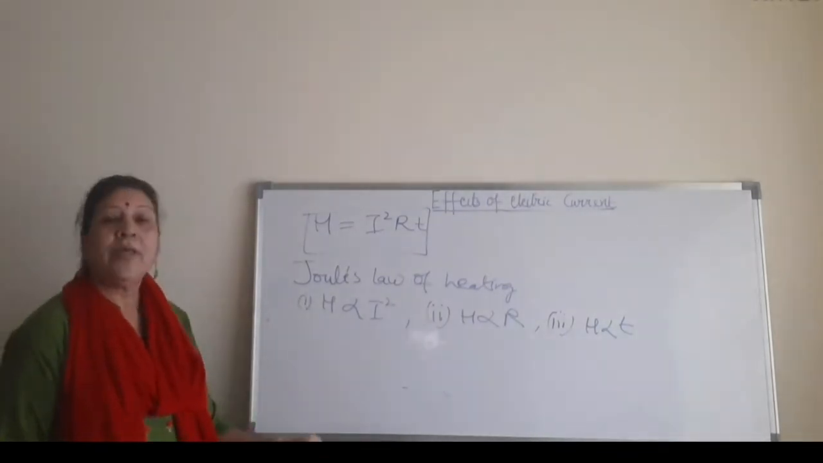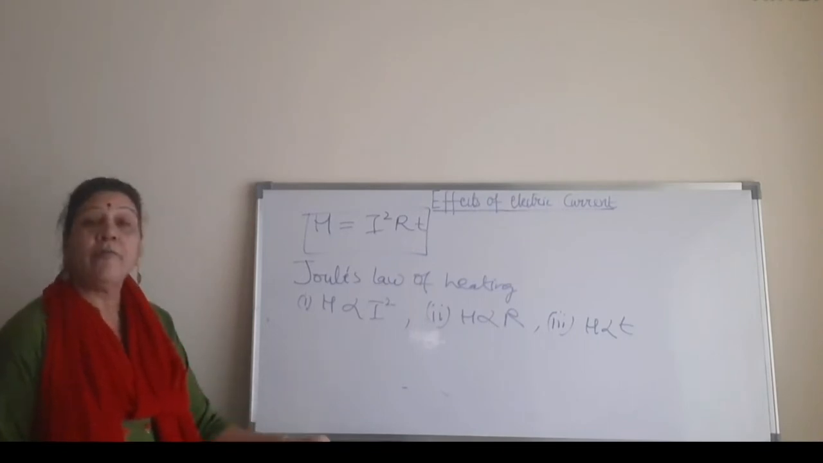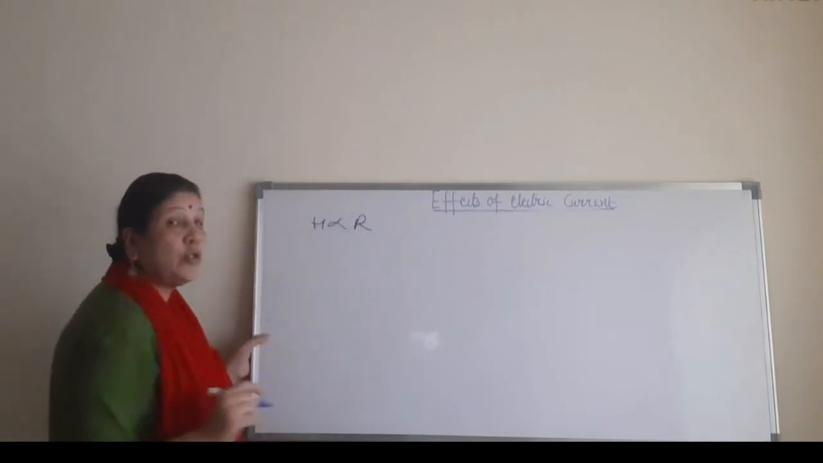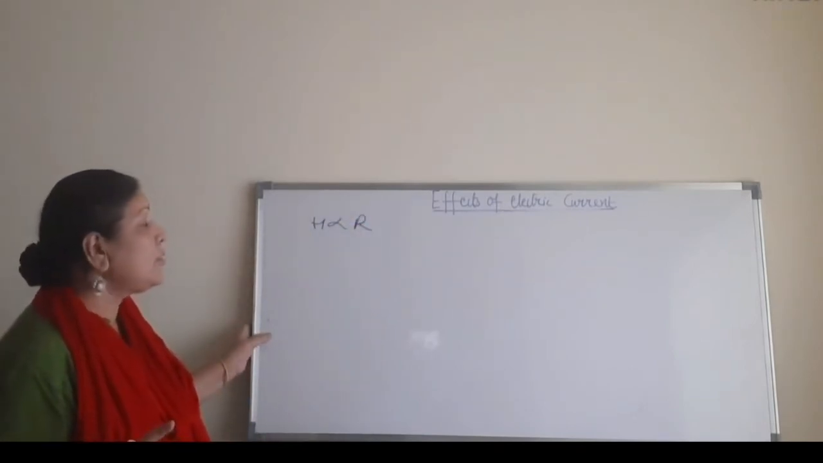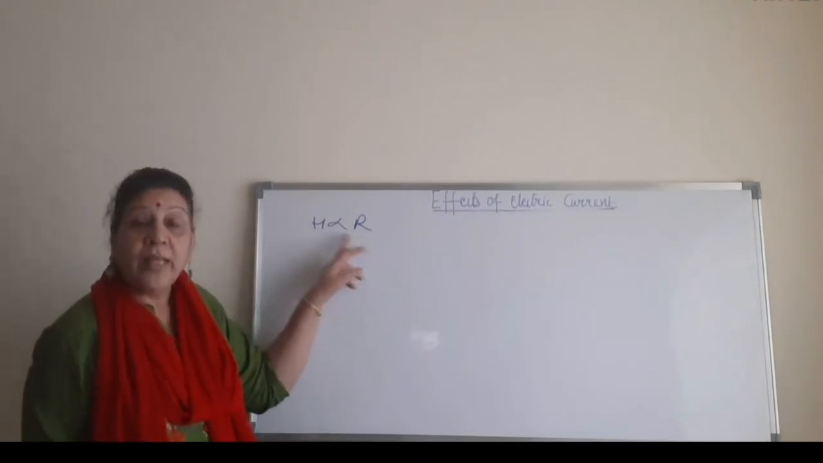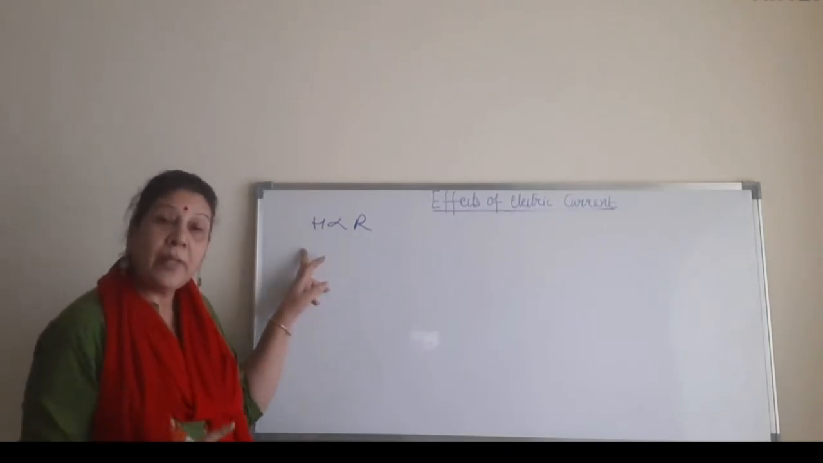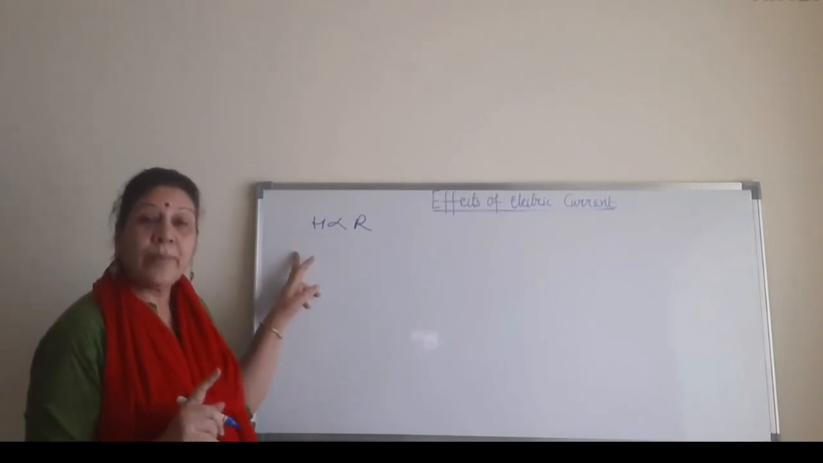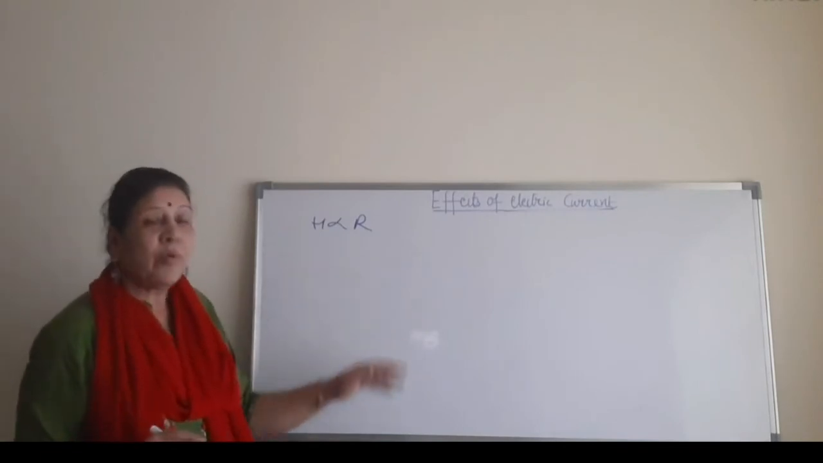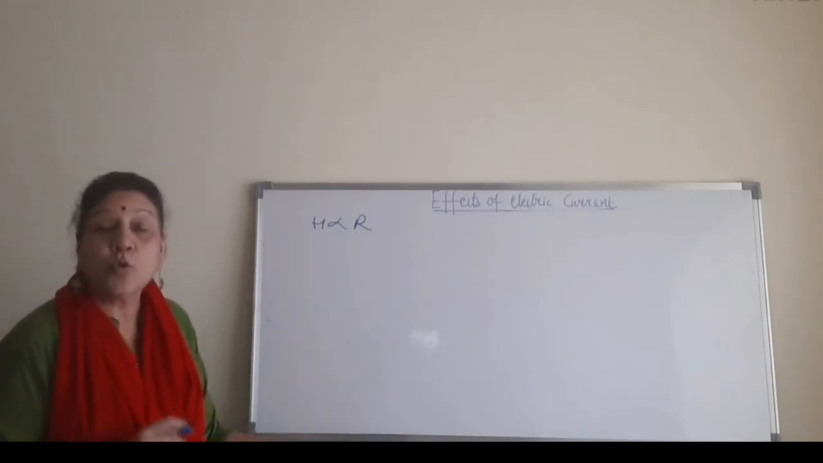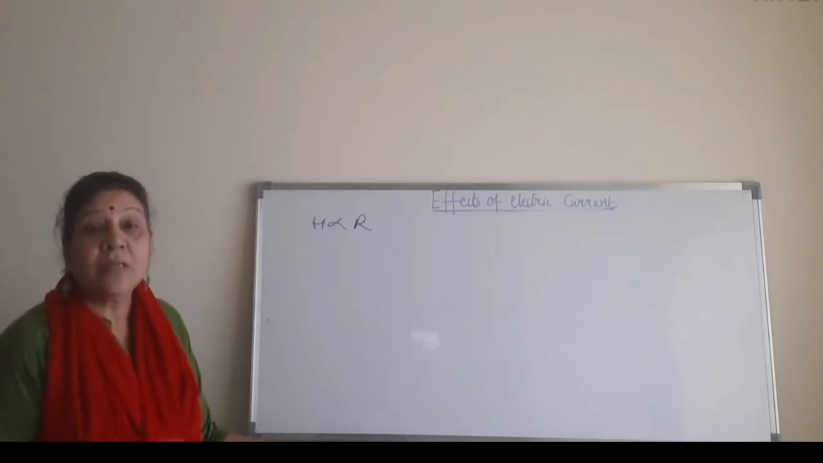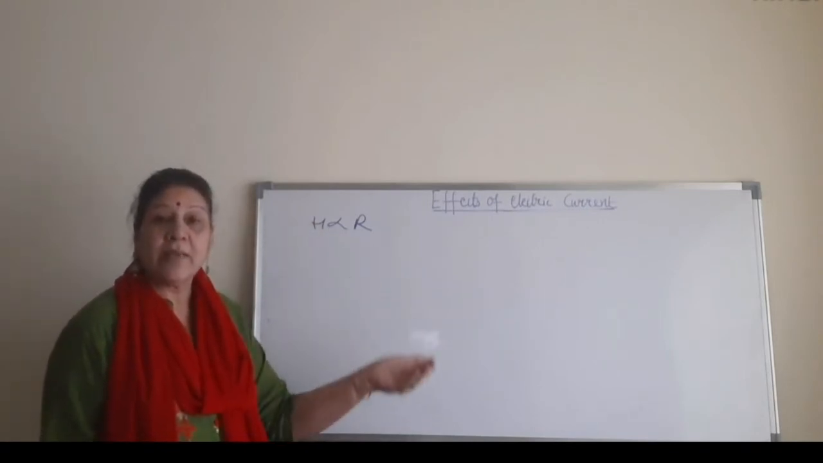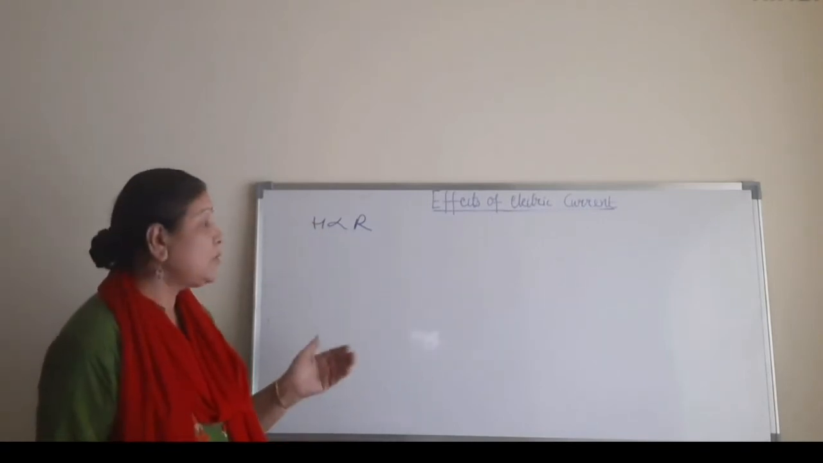So this is about the heat energy, or Joule's law of heating. If you see here, it says H is directly proportional to R. That shows that if the resistance is more, the heat energy produced also will be more. If resistance is less, heat energy produced also will be less. Keep all these three points in mind, because there are so many application based questions based on this. So H is directly proportional to R. As R increases, heat energy also increases.